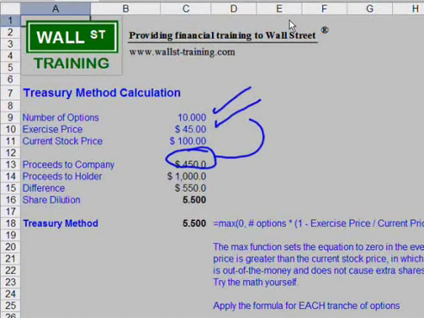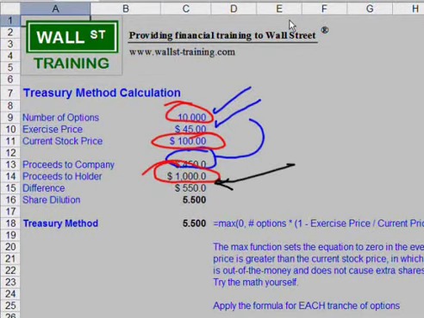Now, the management team, let's say they exercise this. They have to come up with $450 that they give to the company. And then the value that the management team would receive is $1,000. Why? Because 10 options, which now became 10 shares, worth $100 each, 100 times 10 is equal to $1,000.